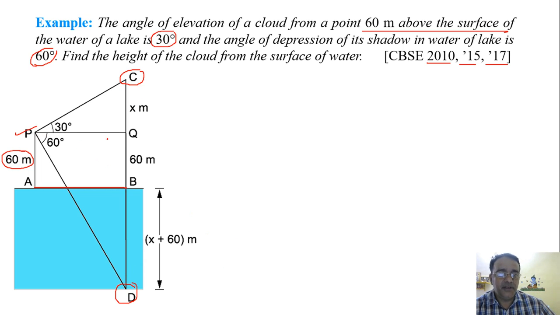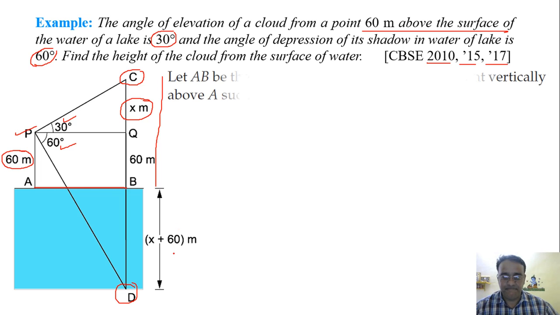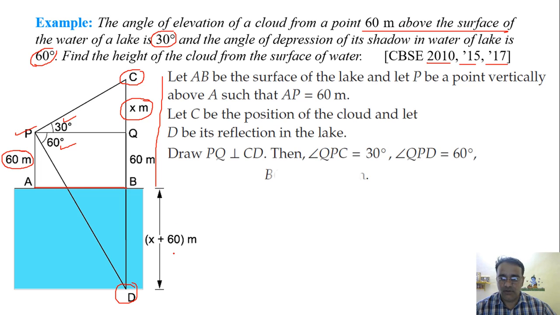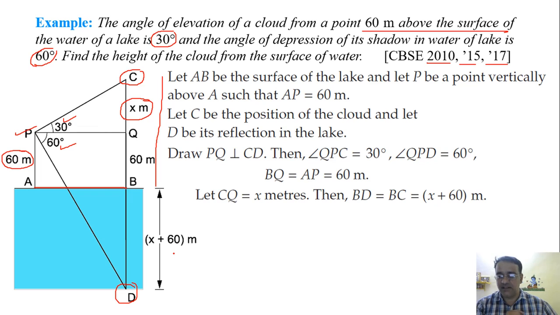And here PQ is perpendicular to CD, and this angle is 30 degree, the angle of elevation, and this is the angle of depression, 60 degree, right? And CQ we have taken as x, so the distance from here to here will be x+60, so this is also x+60. Is the diagram clear? Yes, sir. So we have come up to here, right?